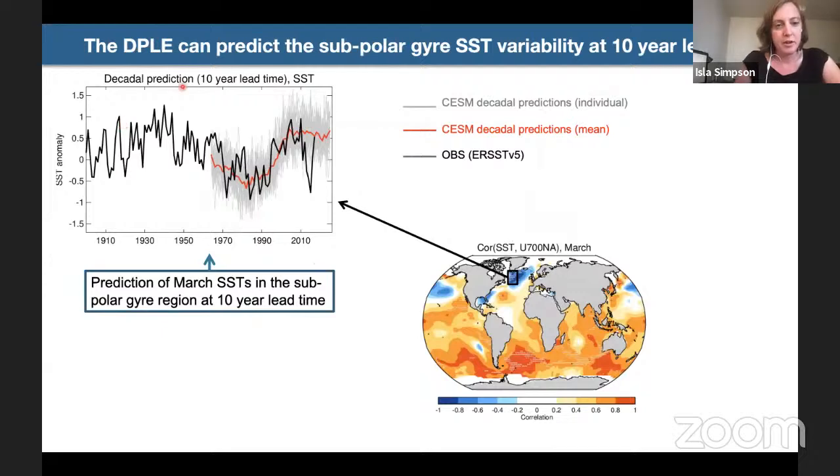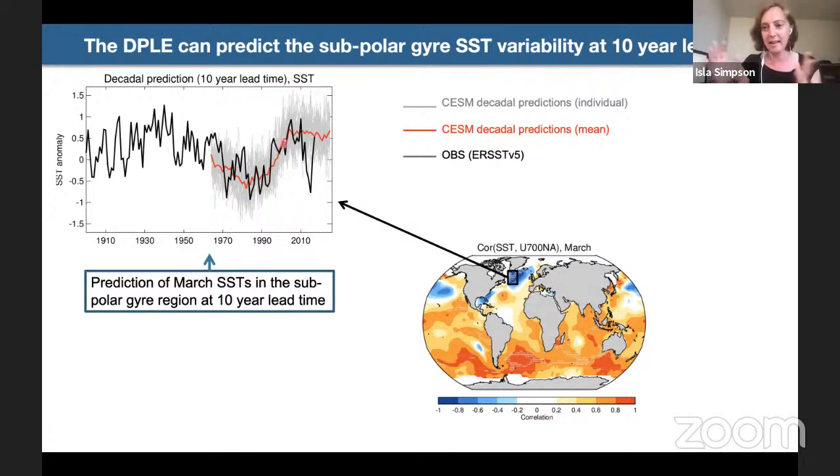And so this here is showing the prediction of sea surface temperatures in the subpolar gyre region of the North Atlantic, where we had seen this connection between the SSTs and the jet stream. And this is at 10-year lead time. So the black is the observed SSTs, and the red is the decadal prediction ensemble mean at 10-year lead time. And again, we really don't have very many degrees of freedom. We basically have one wiggle here, but the model is capable of predicting this one wiggle at 10-year lead time.